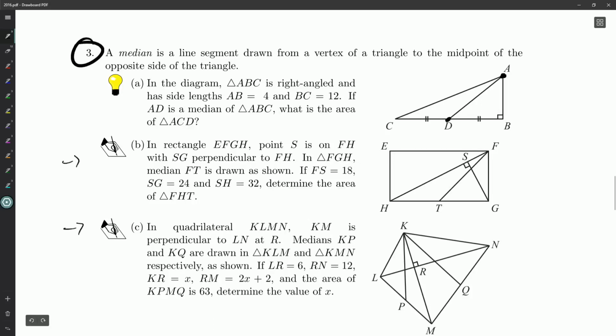First one's a light bulb, and then we have 2 written portions. In the diagram, triangle ABC is right-angled and has side lengths AB 4 and BC is 12. If AD is the median of ABC, what is the area of ACD? So this one over here. Alright, well, how do we find the area of a triangle? We use 1/2 base times height.